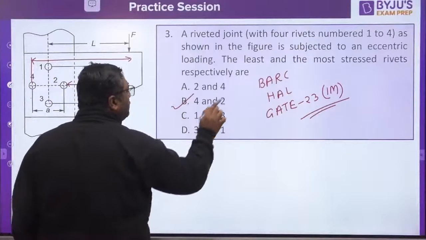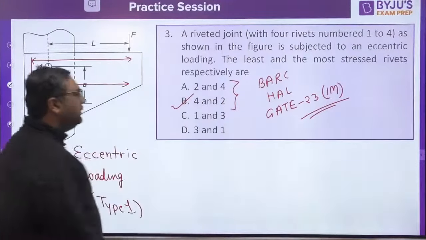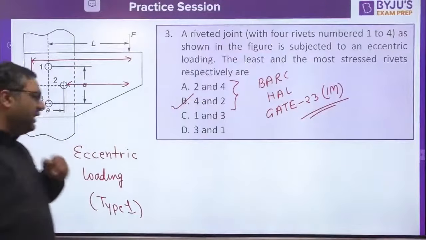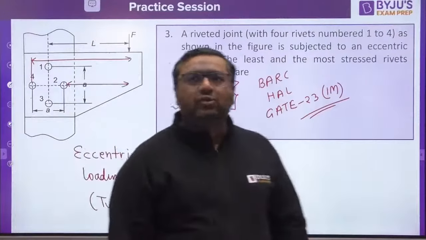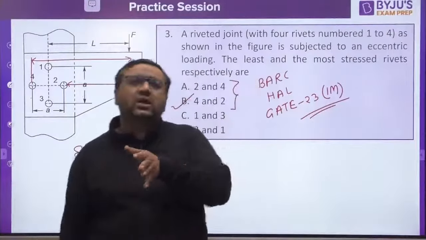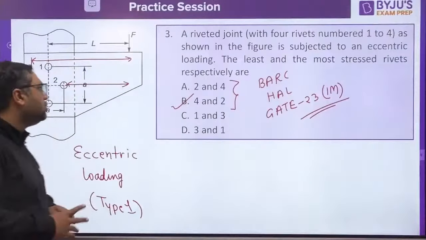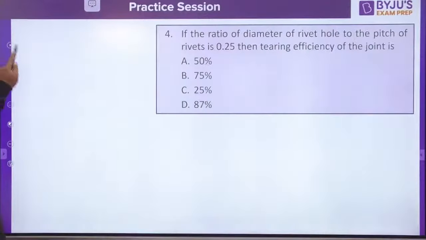Actually, students generally make the mistake and tick A also, because A has 2 and 4. So this is just the inverse. So B is the correct one, A is not. Okay, so I feel now you got it: the rivet which is near to the load is highly stressed. The rivet which is away from the load is the least stressed. So this is the theory behind this.